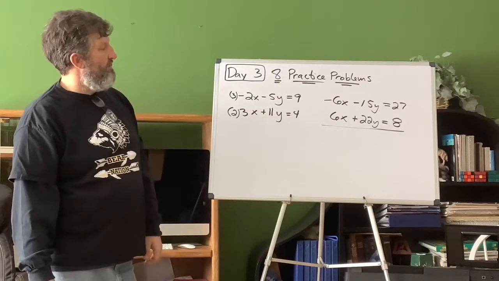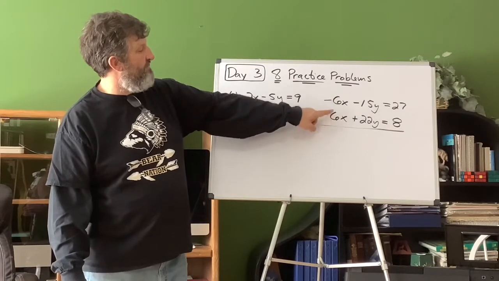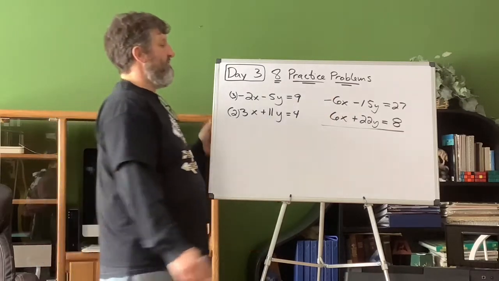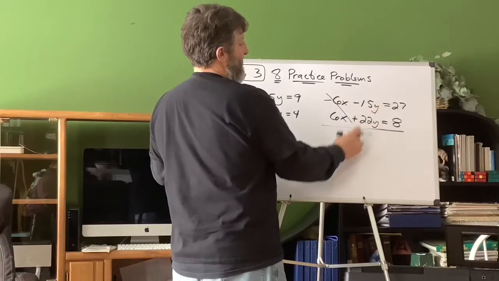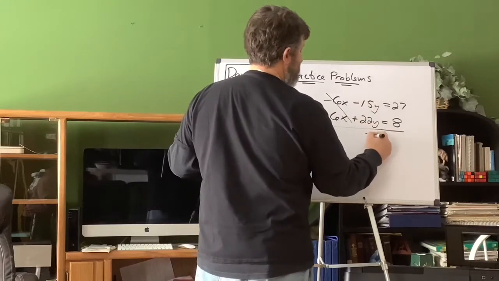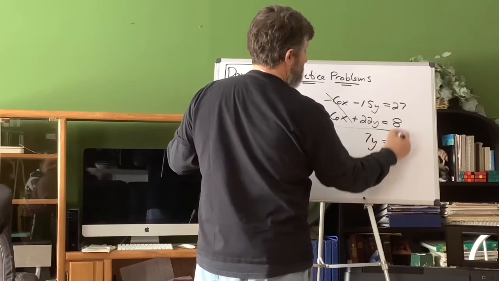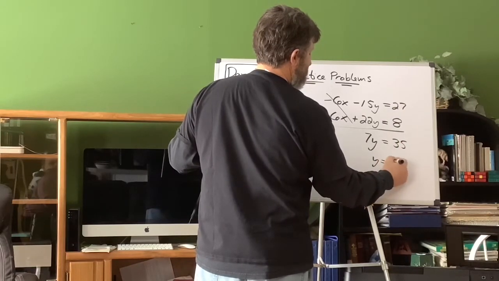Okay, there we go. Now, look what's cool. X's, same coefficient, opposite signs. Now we can eliminate. Bam, eliminate. Add, different signs, so we subtract. 22 minus 15 is 7. Y equals, add, 35. Y equals 5.